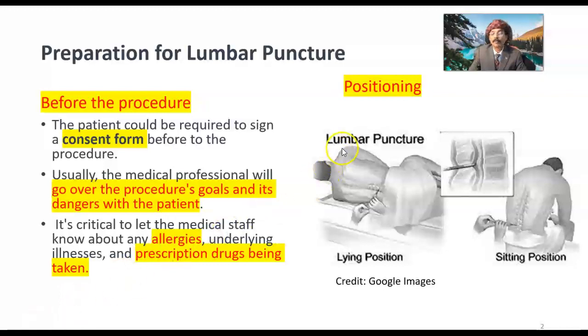The position should be the fetal position. The knees should go up close to the chest. The back will be curved so that the space between the vertebral spines will be more. Another option is sitting and leaning forward. So the space between the spinous processes will be increased so that we can easily pass the needle in between the spinous processes of the lumbar vertebrae.